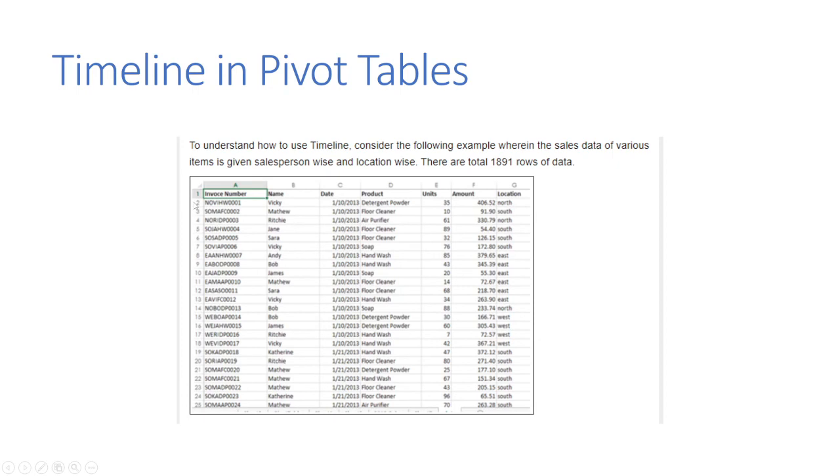Timeline in pivot tables. To understand how to use timeline, consider the following example wherein the sales data of various items is given salesperson-wise and location-wise. There are a total of 1,891 rows of data.